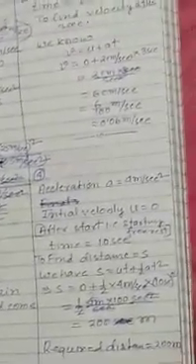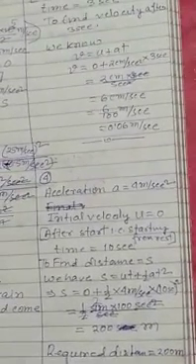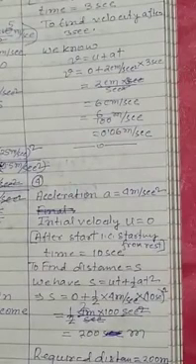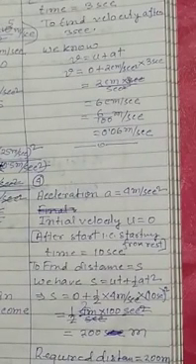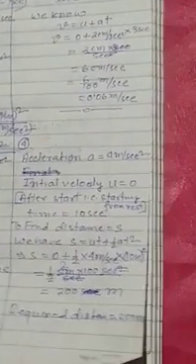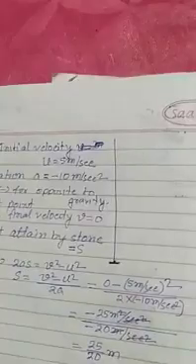Number 4. Acceleration is given. Initial velocity is 0, starting from rest. Time is 10 seconds. Find the distance. s equal to ut plus half at square. So the distance equal to 200 meters.